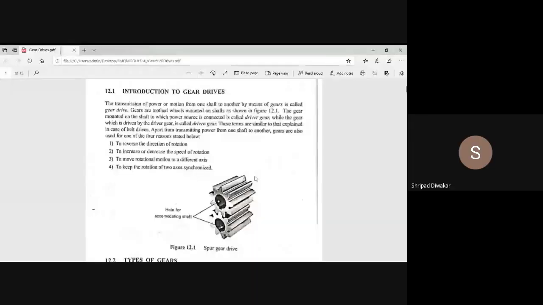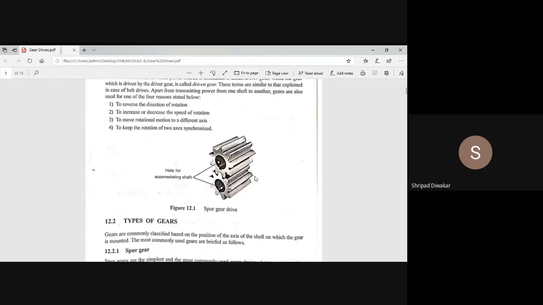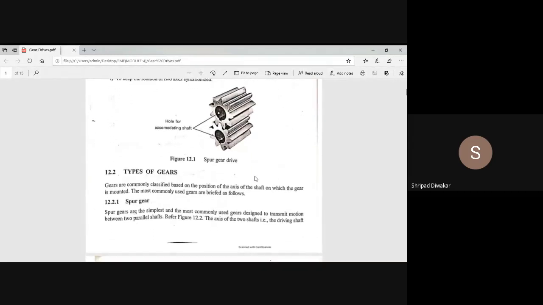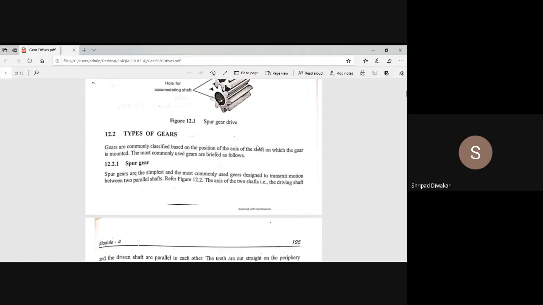Okay, you already studied the gear drives. A gear drive is a power transmission device. We have one driving gear and another driven gear. The driving gear consists of a tooth structure, and one tooth of the driving gear meshes with the driven gear when they come in contact with each other.